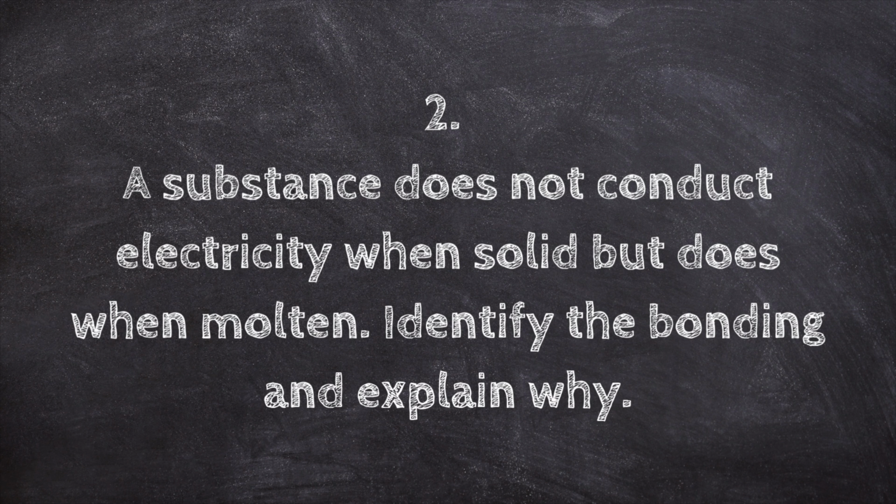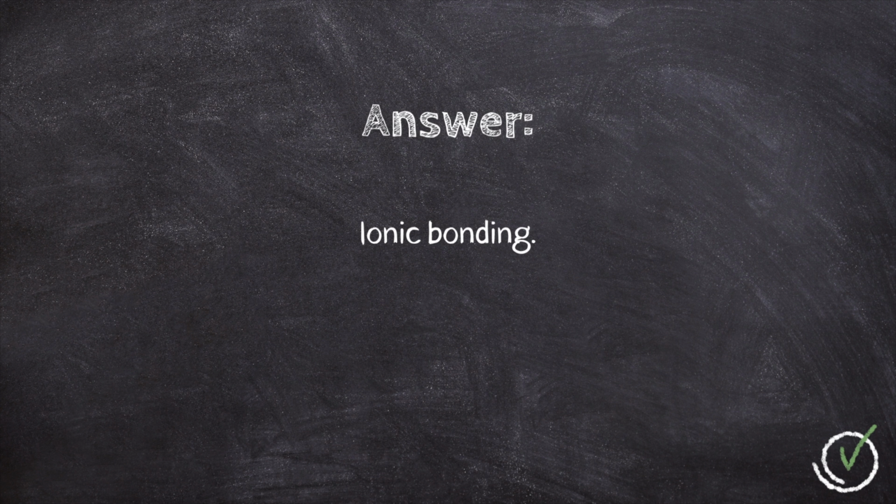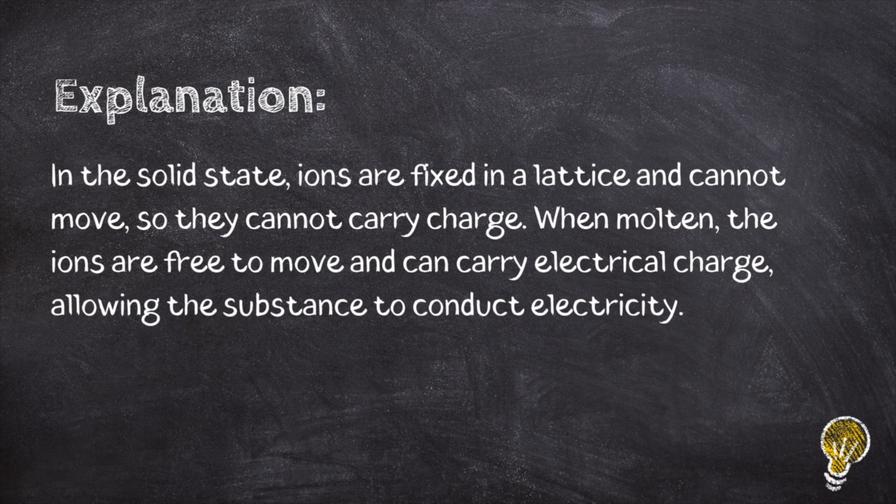A substance does not conduct electricity when solid, but does when molten. Identify the bonding and explain why. Ionic bonding. In the solid state, ions are fixed in a lattice and cannot move, so they cannot carry charge. When molten, the ions are free to move and carry electrical charge, allowing the substance to conduct electricity.